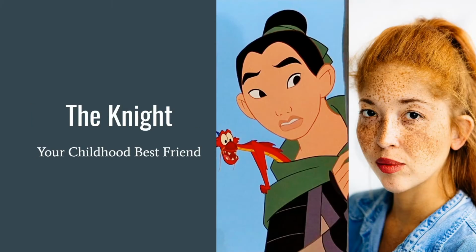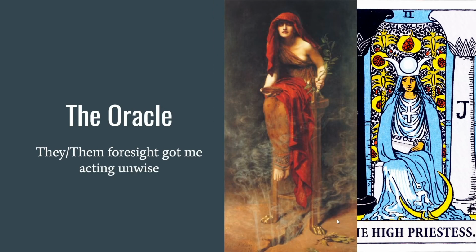We have our childhood best friend character, so fulfilling one of those tropes that I mentioned earlier. This character is going to be a knight, and she's going to be the character that the player character has known the longest. We are going to have the Oracle. The Oracle obviously is somebody who sees into the future, and they are going to be sort of the mystical aspect of this game.